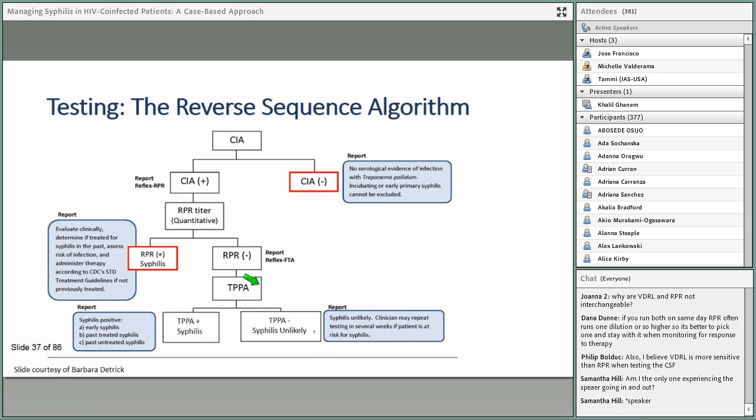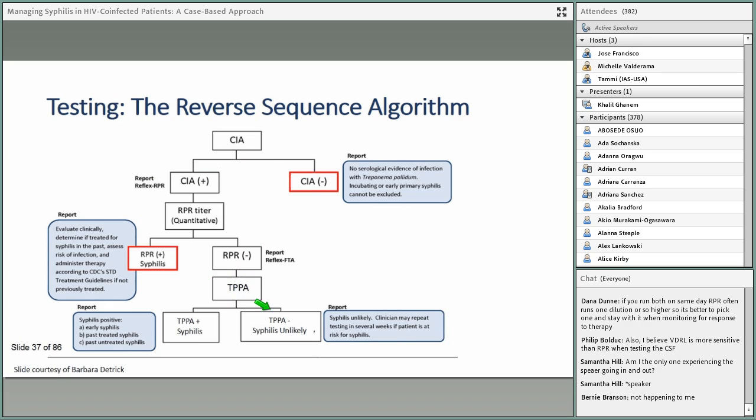Either they have early primary syphilis or no syphilis. If the patient is at risk, or if you see some abnormality on the physical exam, you can empirically treat them. And if there's no risk, then you can just tell the patient that they don't have syphilis. If the CIA, the treponemal test, is reactive, automatically the lab will get you an RPR because the RPR titer is what's going to help you manage this patient.